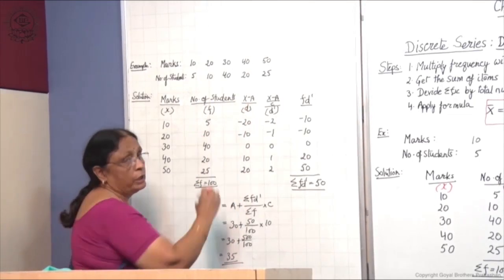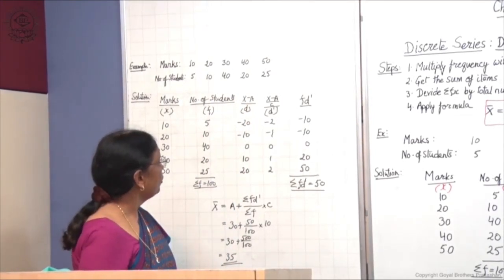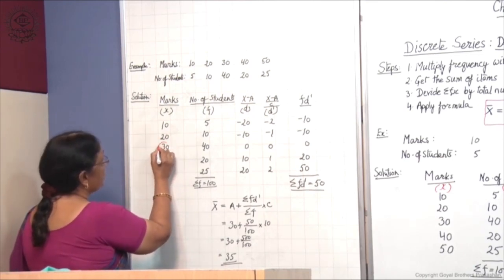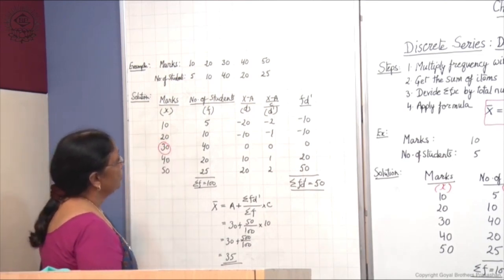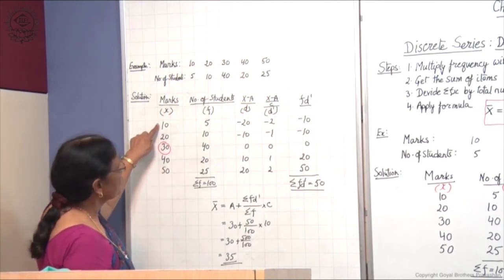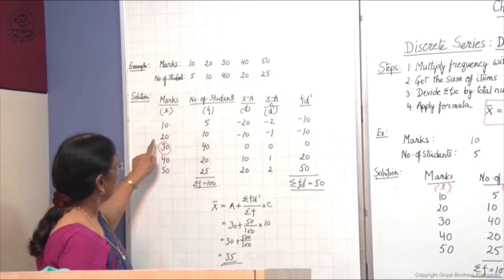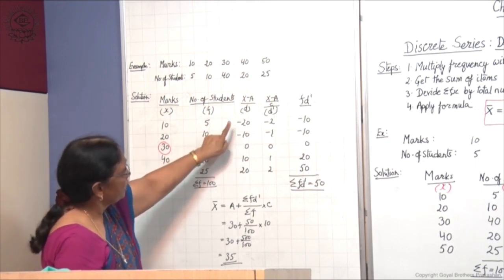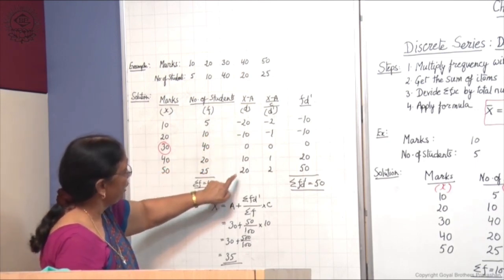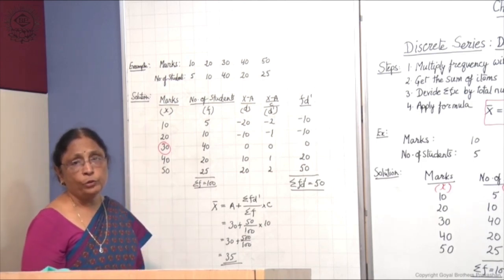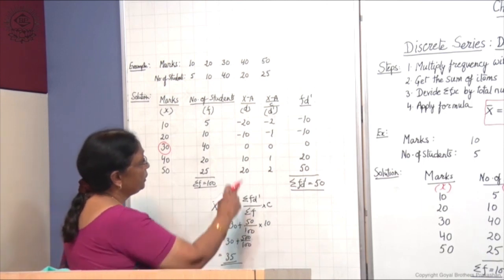Now you have to take out the deviation from assumed mean. Again the assumed mean in this case we have taken as 30, then x minus a, 10 minus 30 will be minus 20, again same way we got minus 20, minus 10, 0, 10 and 20 by taking out the deviations from assumed mean. This will be D column.